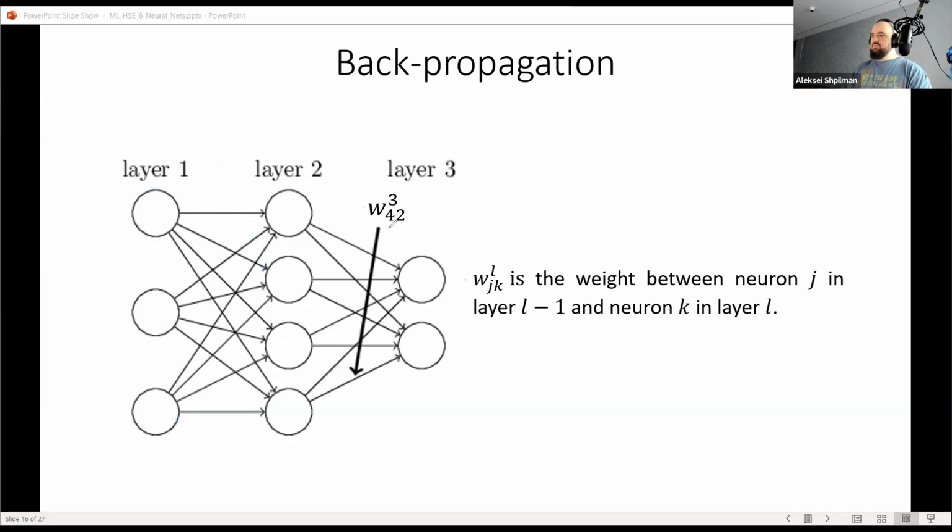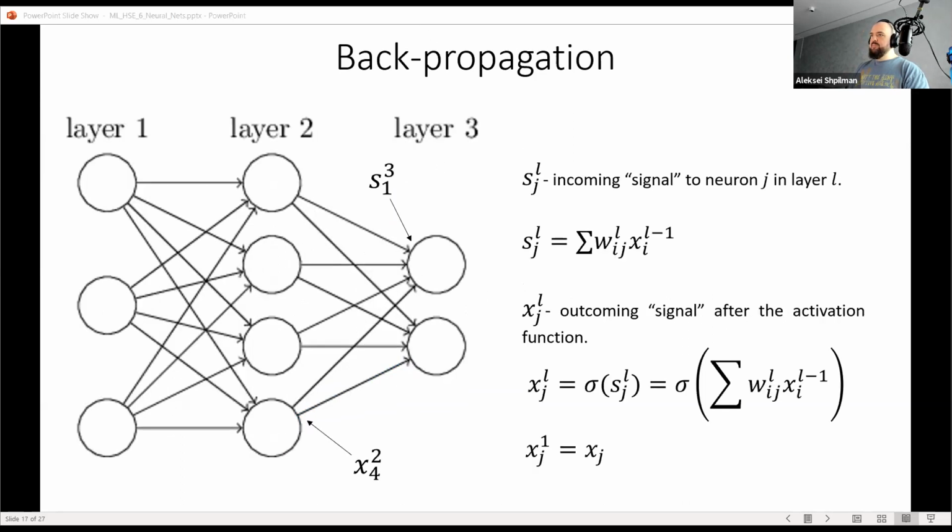So the W, the lower indices are 4, 2. This is the number of the output neuron, and this is the number of the input neuron, so where we go. So W3,4,2 is the weight from the fourth neuron in the second layer to the second neuron in the third layer, and the upper index is the number of the layer where we go into.